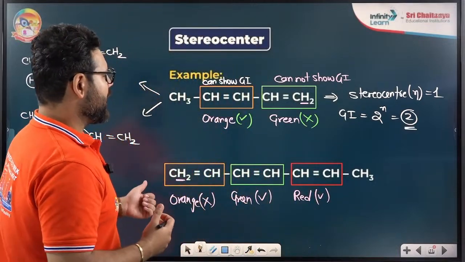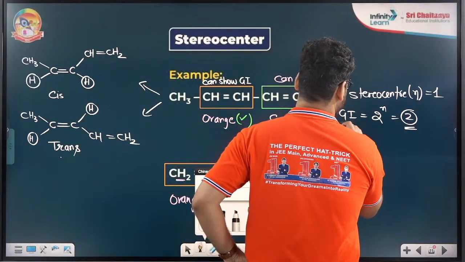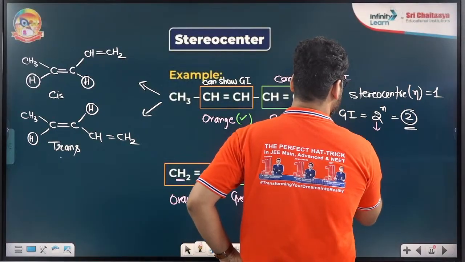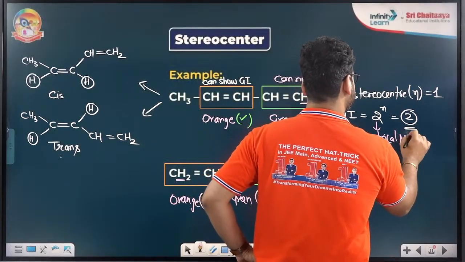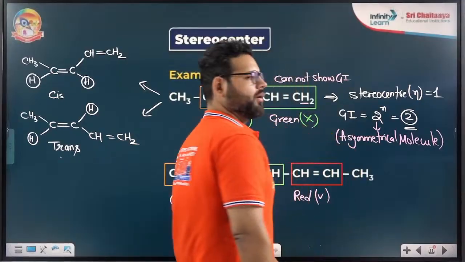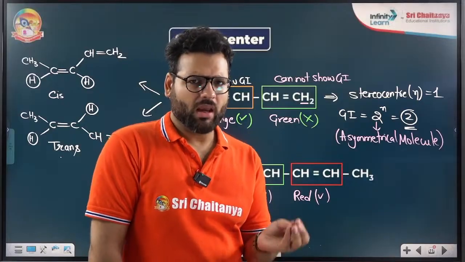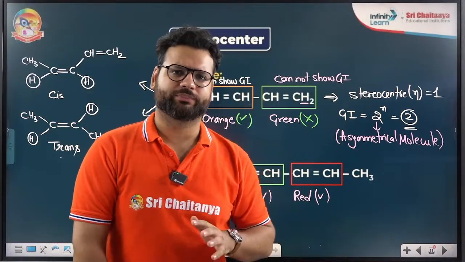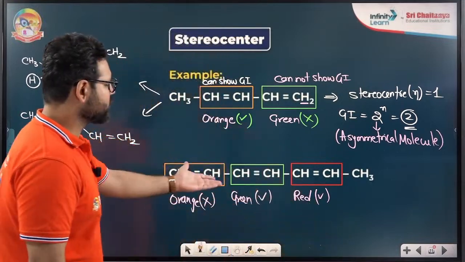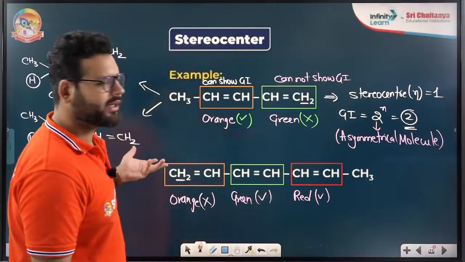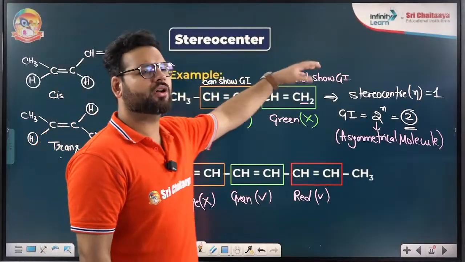This formula is only valid when you have an asymmetrical molecule. Asymmetrical molecule means which type of molecule? A molecule which does not look identical from both sides. This and this do not look the same. This side there is a methyl, this side there is no methyl. So this is an asymmetrical molecule. This is also an asymmetrical molecule. This corner is a methyl, this corner is something else.